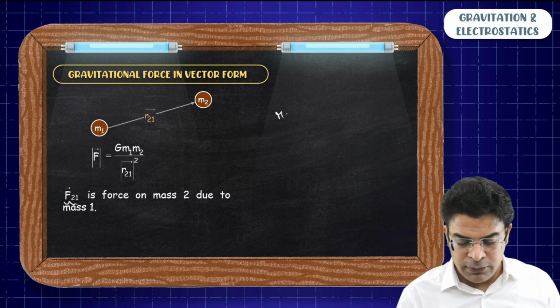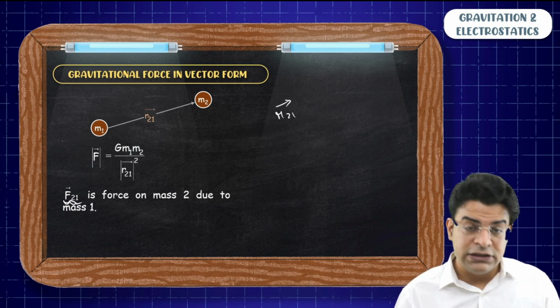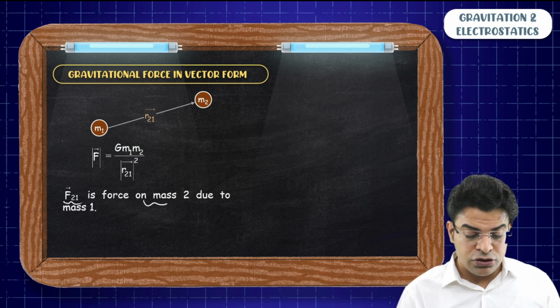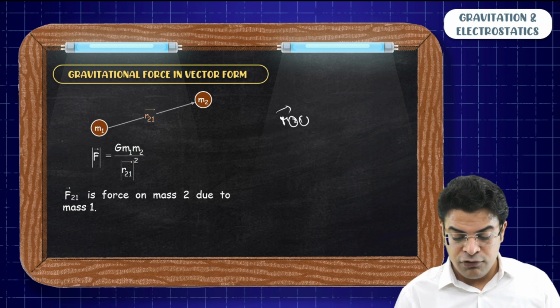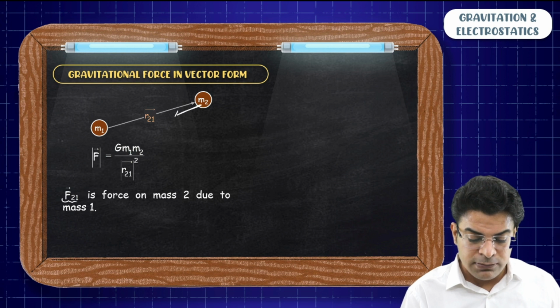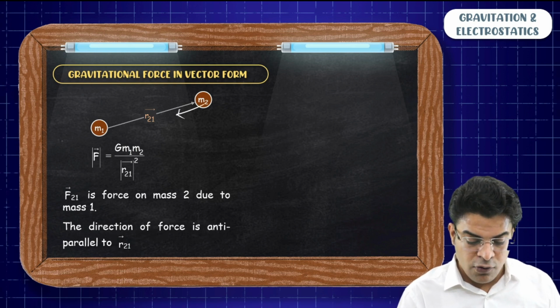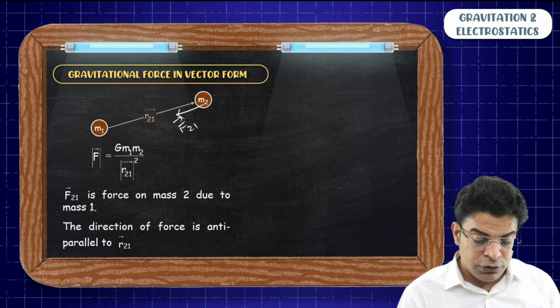F21. What is R21? Sir, R21 is the position of 2 with respect to 1. So what is F21? Sir, F21 is the force on mass 2 due to mass 1. F21 is the force on mass 2 due to mass 1, just like R21 is the position of 2 with respect to 1. Now, the force on mass 2 due to mass 1 will be towards mass 1. The direction of force is anti-parallel to the position of 2 with respect to 1.